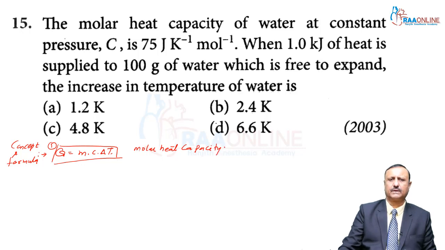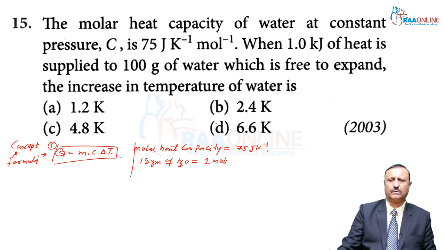The molar heat capacity is equal to 75 joule per Kelvin, as given. Here, 1 kilojoule of heat is supplied to 100 gram of water. What is the molar heat capacity? Theoretically, 18 gram is the molecular weight of water, and 18 gram of water means 1 mole.